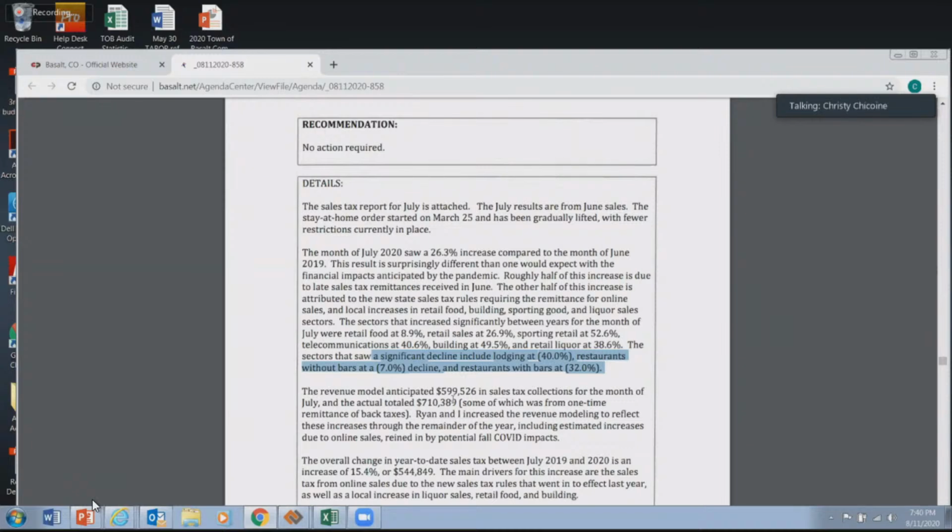So as a result of that, the revenue model anticipated $599,000 in sales tax collections for the month, and we received $710,000, including the back taxes collected for this month. And that played into a year-to-date sales tax increase of 15.4%, or $544,000 year over year. It's significant. And there are a lot of drivers with that, some local and some because of the new sales tax rules at the state for online sales, as we've been reporting monthly.